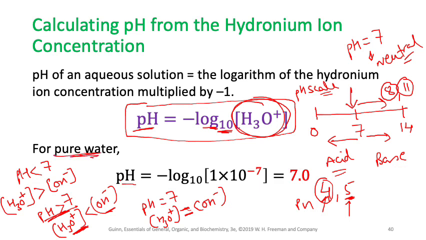So let's take an example for pure water. If I say what's the concentration of hydronium ion for pure water, we already learned about the autoionization of water. The concentration is 1 times 10 to the negative 7, right? So plug that number in here, because pH is equal to the negative log of hydronium ion concentration. When you use your calculator and plug in this number, you will end up with 7. So that means pure water is neutral in nature.